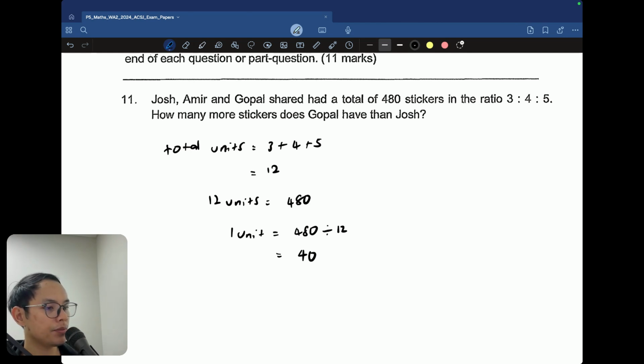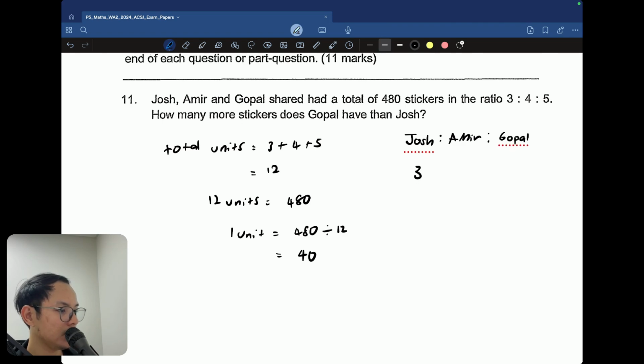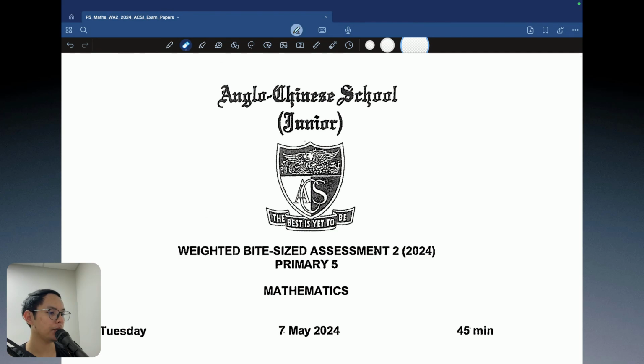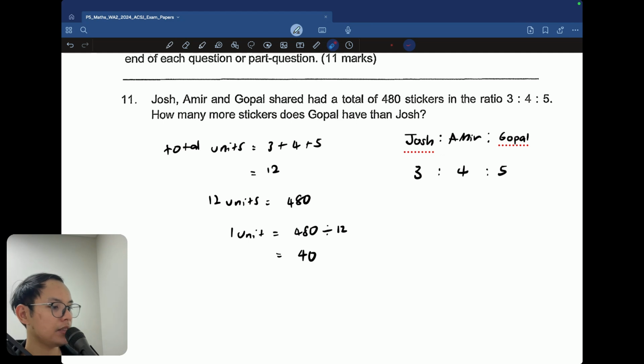Now we need to know this statement over here. How many more stickers does Gopal have than Josh? So what we need to do is find the difference, right? So let's put here Josh, Amir, and Gopal. So we have the dots here: 3, 4, 5. We only care about, in this case, Gopal and Josh. So then it's pretty simple.